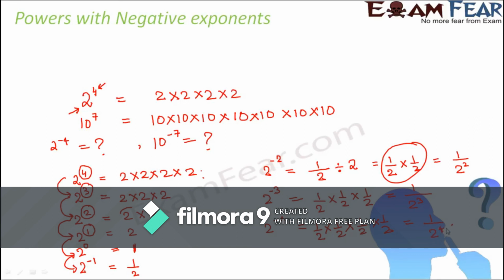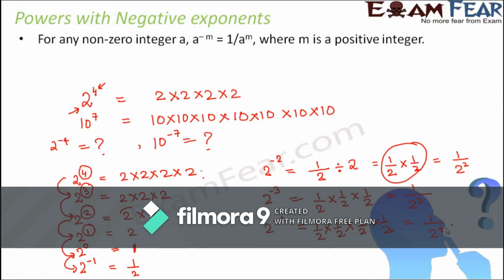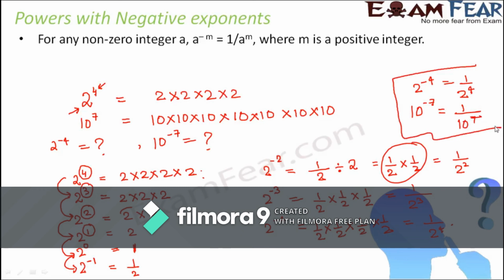So with this exercise, we understand that for any non-zero integer a, in this case that non-zero integer is 2, a to the power minus m is equal to 1 by a to the power m, where m is a positive integer. That is, 2 to the power minus 4 can be written as 1 by 2 to the power 4. So now we have found answers to these. 2 to the power minus 4 is equal to 1 by 2 to the power 4. 10 to the power minus 7 is equal to 1 by 10 to the power 7. So this is how we relate negative exponents with positive exponents.